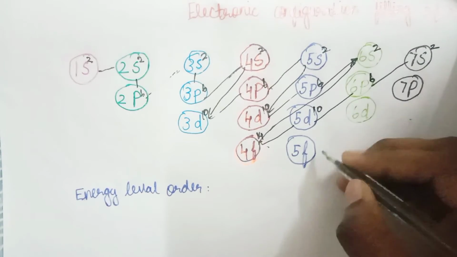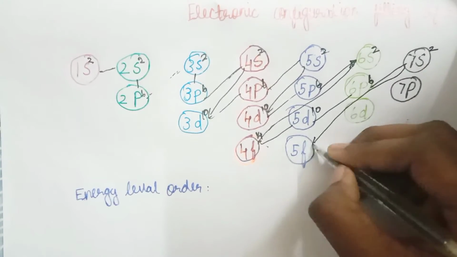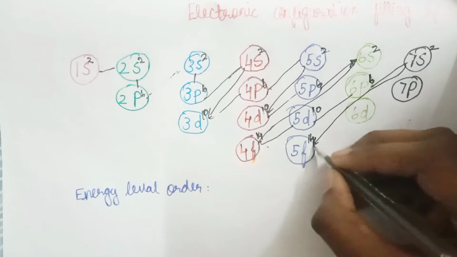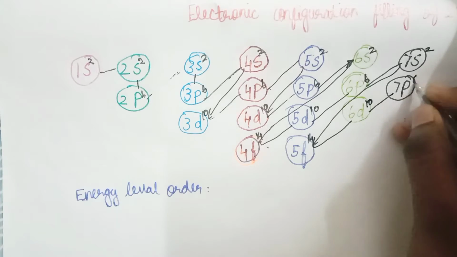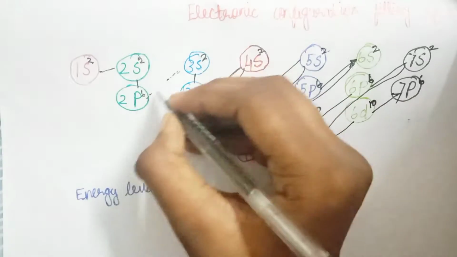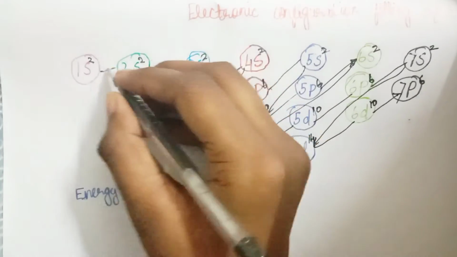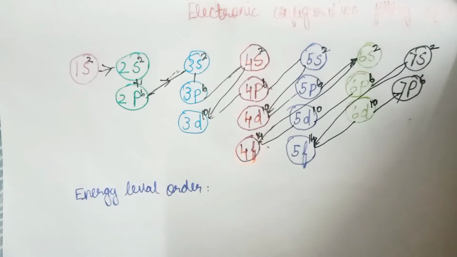Again, we are jumping from 7s to 5f, which has 14 electrons, and 6d, which has 10 electrons, and 7p, which has 6 electrons. This is the way of filling of electronic orbitals. Now, we are going to see the energy level order.